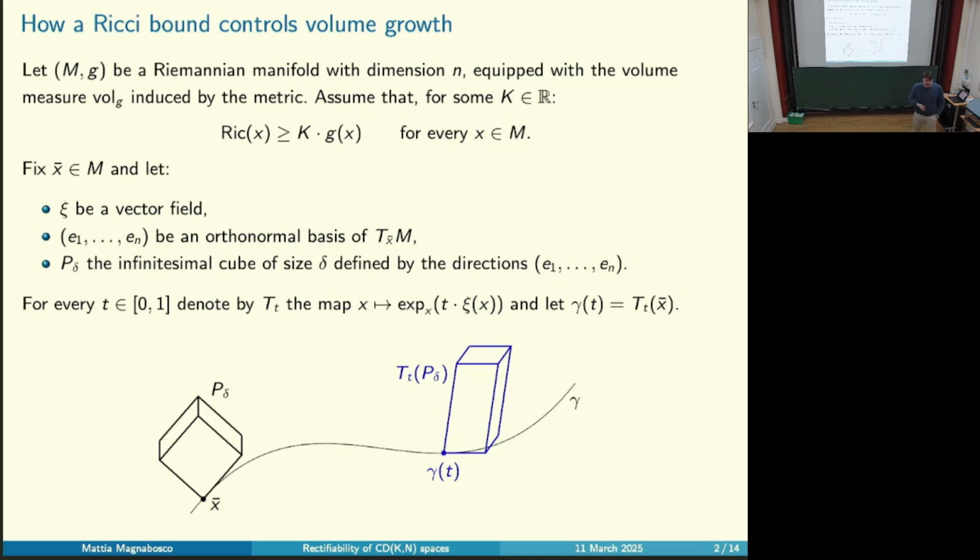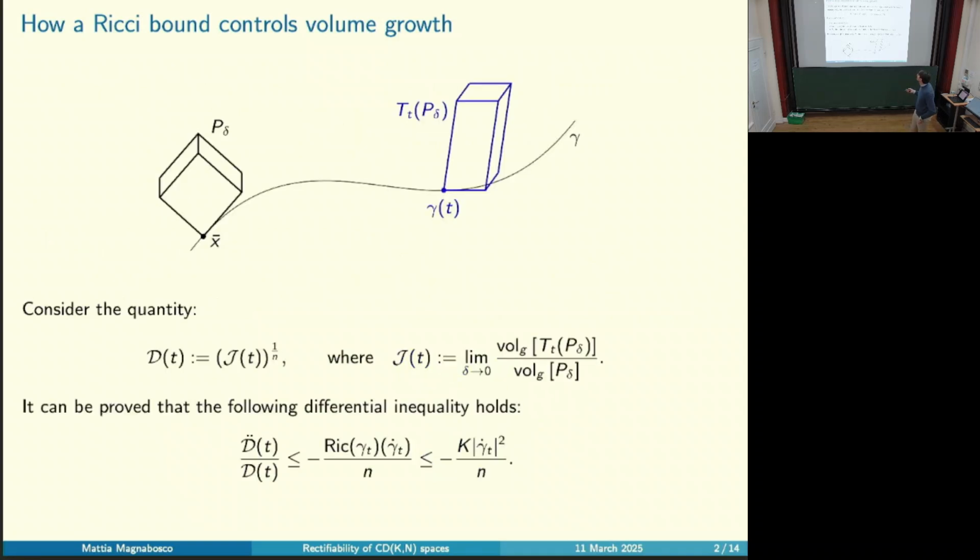Now we basically define the geodesic flow in this way. So for every t in [0,1], we will define the map T_t, and T_t(x) will be essentially the geodesic starting from x in the direction ψ(x), evaluated at time t. So in this way we have really a description of the geodesic flow associated with ψ. And this is a picture of what's happening. And of course we will consider P_δ and then T_t(P_δ), and we want to understand how the volume changes.